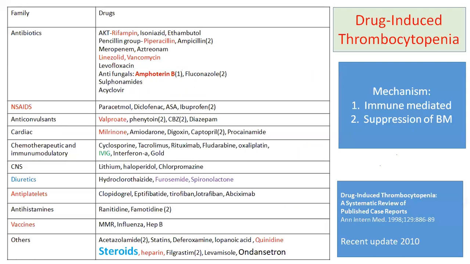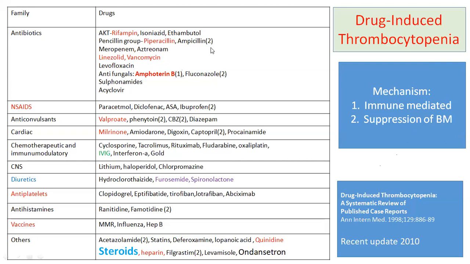So this is the list of drugs. You have n number of groups of drugs which can cause thrombocytopenia, and some may even cause platelet function defects. You can get it easily if you search a drug and thrombocytopenia systematic review. You can get a recent update as well. The main mechanism is immune mediated suppression of bone marrow. There is a long list of drugs, so I'm not going to stress on it. You can go and check.